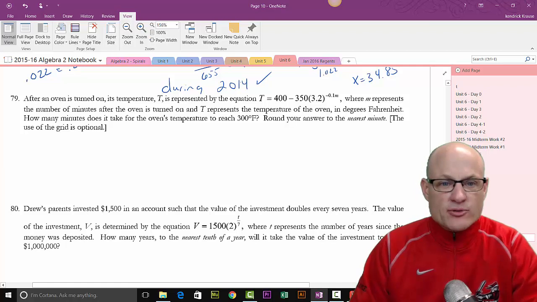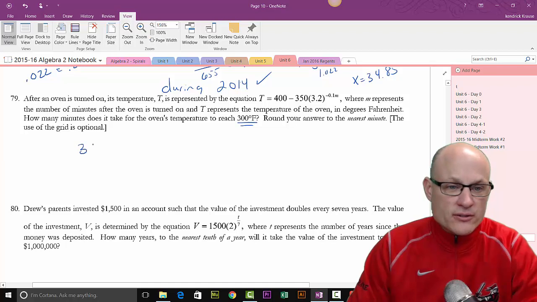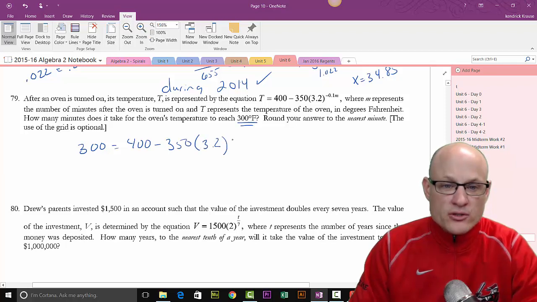An oven is turned on. Temperature T is represented by that, where M represents the number of minutes. How many minutes does it take for the oven's temperature to reach 300 degrees Fahrenheit? So 300 is equal to 400 minus 350 times 3.2 to the negative 0.1 m.